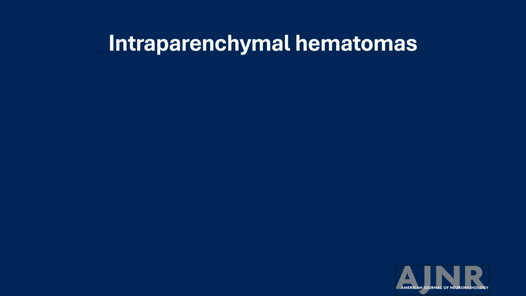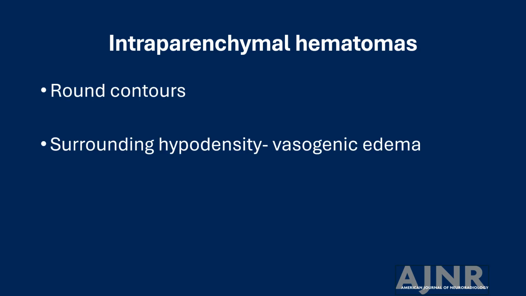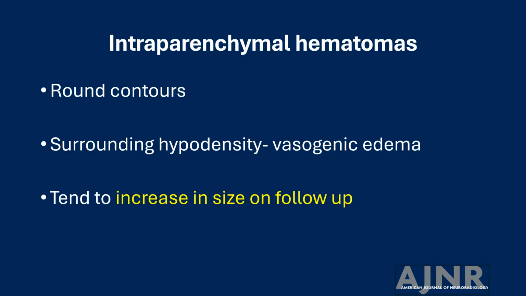We have been looking at examples of intraparenchymal hematomas. These tend to have round contours, are surrounded by hypodensity, which is vasogenic edema in the adjacent brain, and also have a tendency to increase in size on follow-up exams.